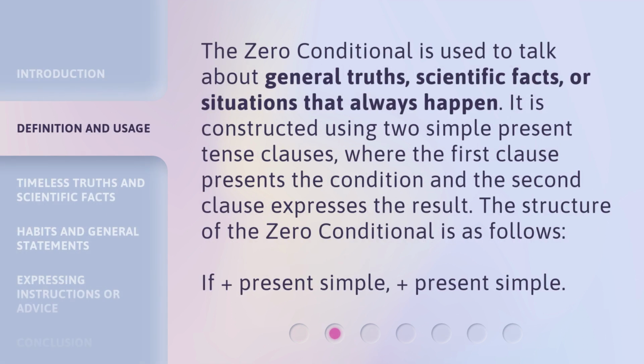The zero conditional is used to talk about general truths, scientific facts, or situations that always happen. It is constructed using two simple present tense clauses, where the first clause presents the condition and the second clause expresses the result. The structure of the zero conditional is as follows: if plus present simple, plus present simple.